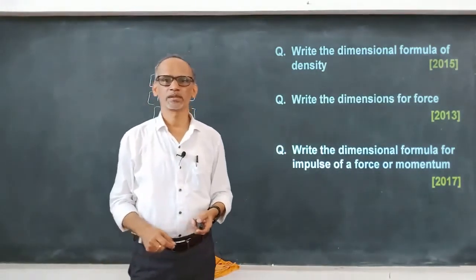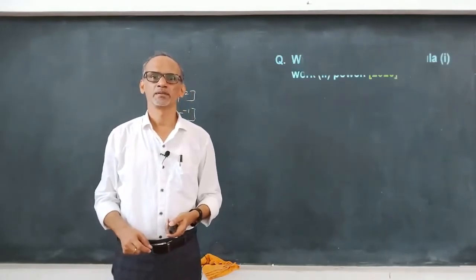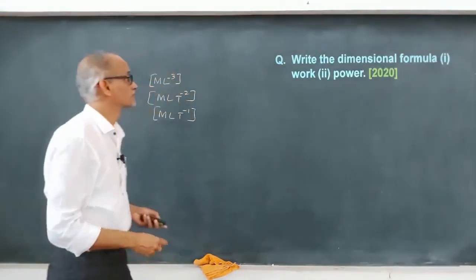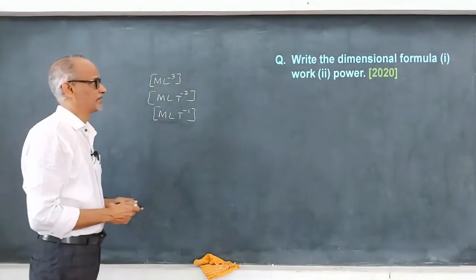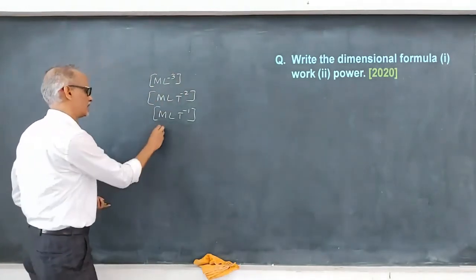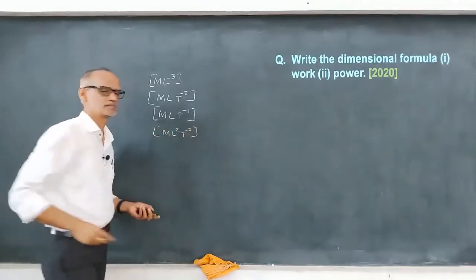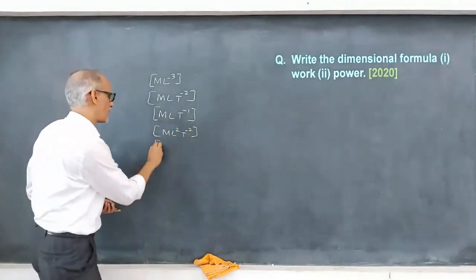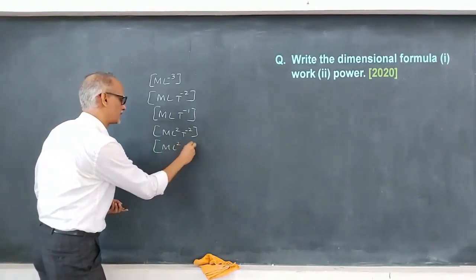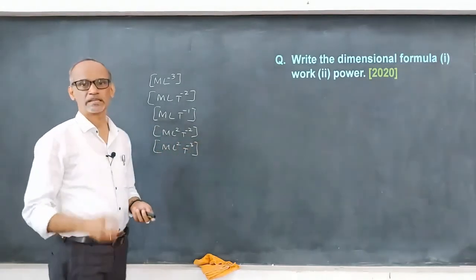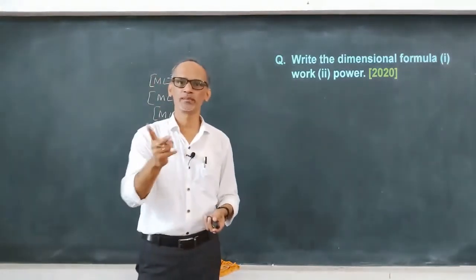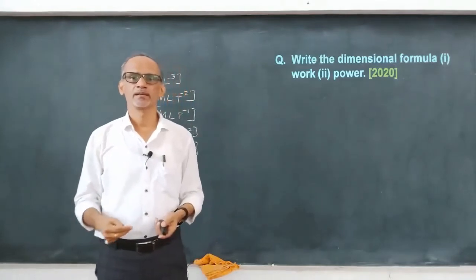Are you following what I am explaining, students? Let's see the next question: write the dimensional formula of work and power. Work is ML square T minus 2. Power is ML square T minus 3. For those, two tables are there, so just study very thoroughly.